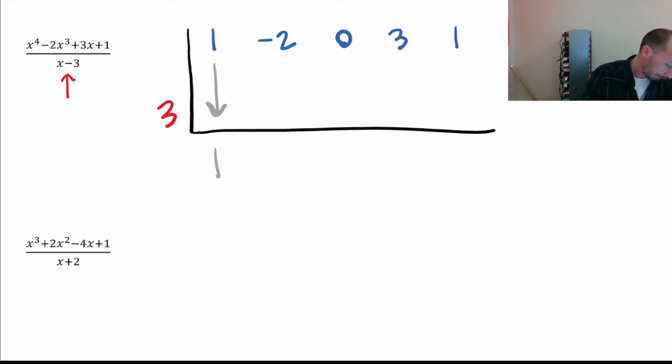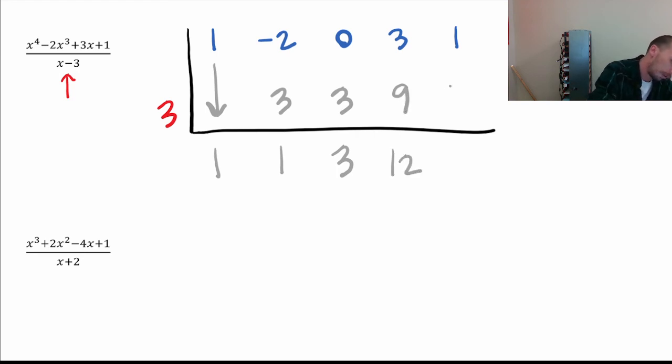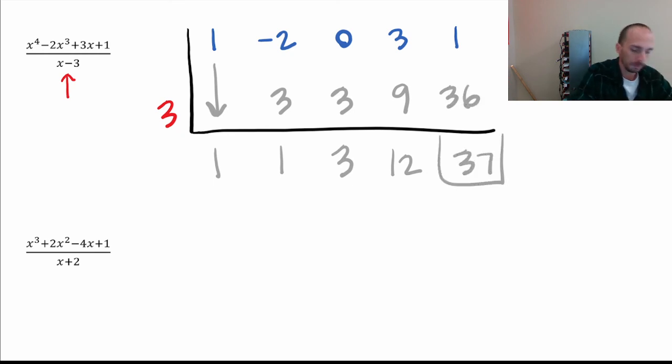And so I've got 1 times 3 is 3, and add down. Negative 2 plus 3, positive 1. Multiply again. 1 times 3 is 3, and add down. 0 plus 3, still 3. Multiply again. 3 times 3 is 9. I'm going to add down. 3 plus 9, that's 12. And then 12 times 3 is 36. And 1 is 37.